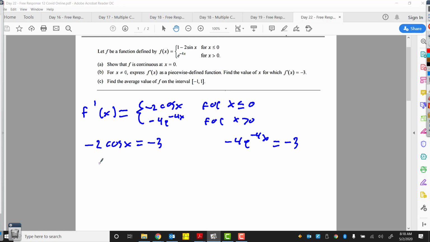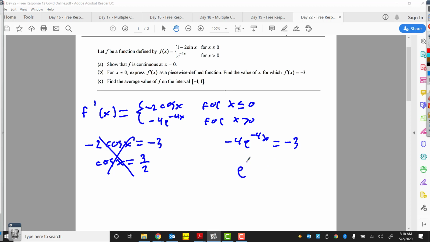So we divide by negative 2. We get cosine of x equals 3 over 2. And by your properties of cosine, you should know that there's a problem here. The problem is, cosine by itself cannot be bigger than 1 or less than negative 1. 3/2 is bigger than 1, so this one does not equal negative 3.